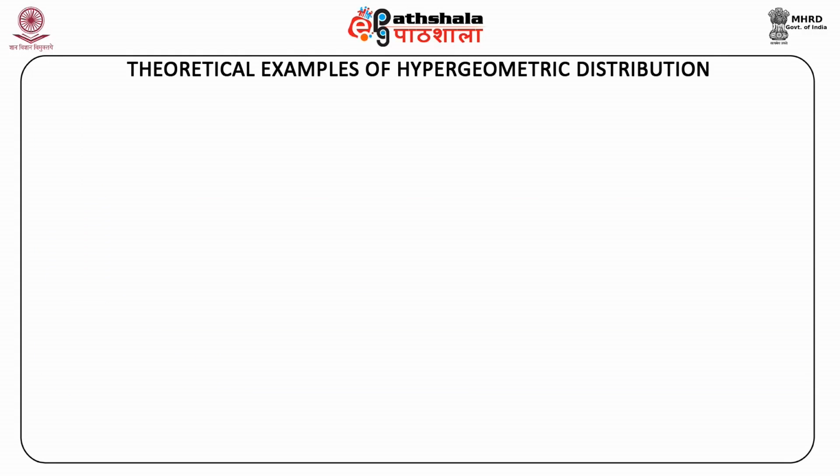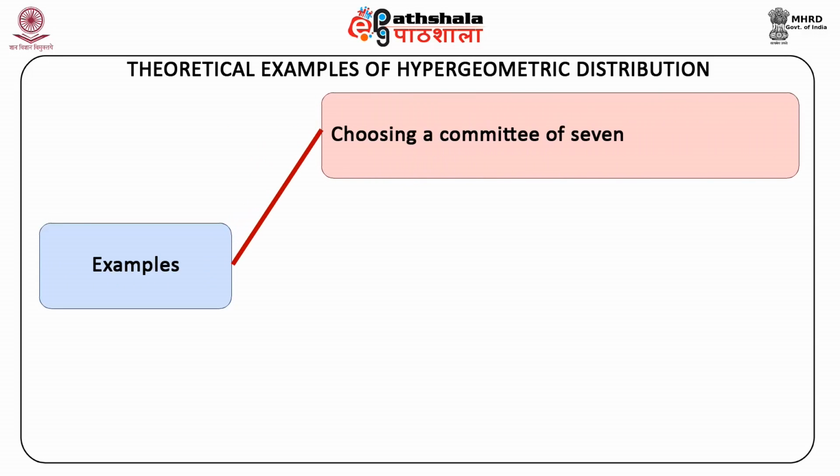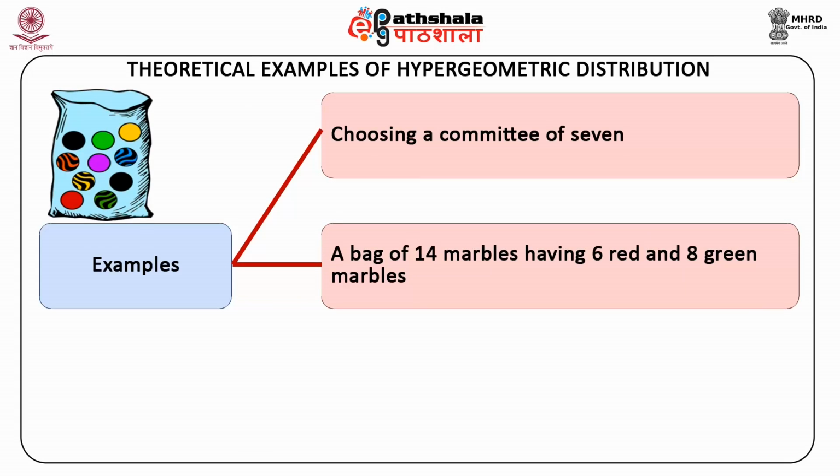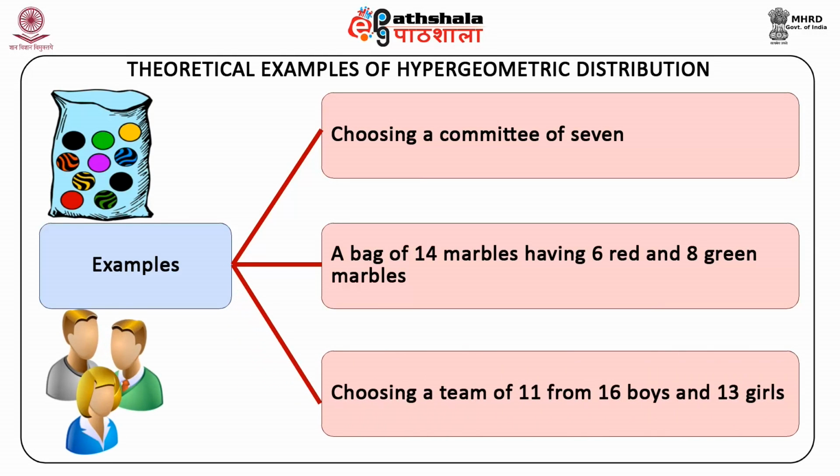Next, we shall look at the theoretical examples of hypergeometric distribution. Number 1, choosing a committee of 7 from the legislature consisting of 52 Democrats and 48 Republicans. Number 2, you have a bag of 14 marbles in which there are 6 red and 8 green marbles. You randomly select 2 marbles without replacement and count the number of green marbles you have selected. Number 3, choosing a team of 11 from a group of 16 boys and 13 girls.